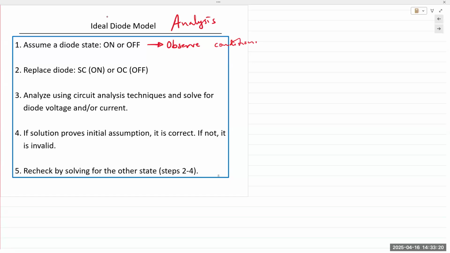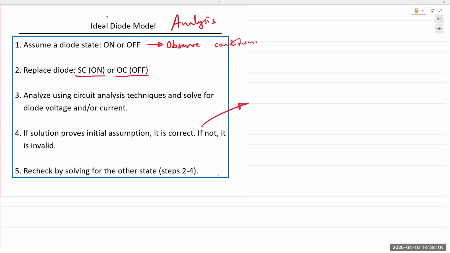So if the anode is connected to a higher voltage level than the cathode, more likely than not, the diode is on. So we can assume a state for the diode as on. And then we analyze the circuit after we replace the diode with a short circuit or open circuit based on our assumptions. Anytime we replace a component, the circuit changes. When the circuit changes, your analysis would change. So always redraw the circuit, and we'll look at an example of that in a few minutes. When the circuit changes, your analysis should change, and should not remain the same.